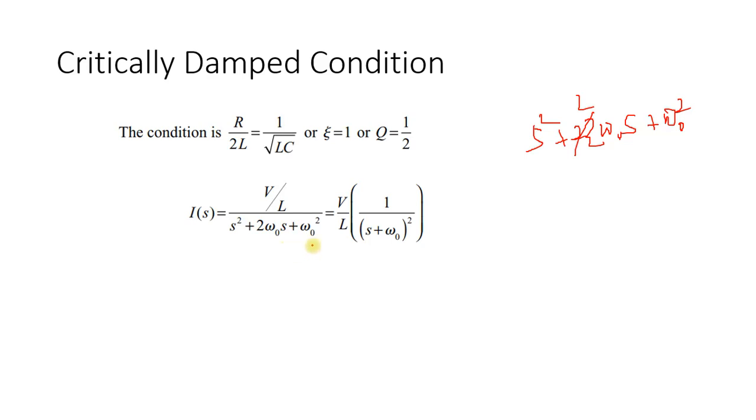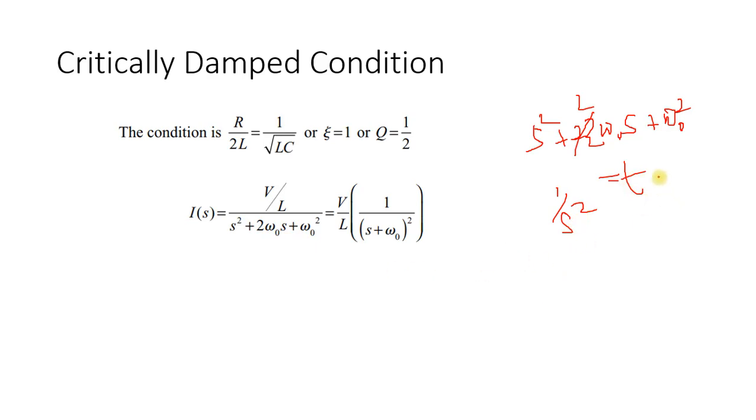So this is equal to V by L into this term, which is in the format of a square plus 2ab plus b square. So this term is replaced by a plus b the whole square, so that it is replaced by s plus omega naught the whole square. So now you take the inverse Laplace transform. We know that the inverse Laplace transform of 1 by s square is equal to t, so we know the value.